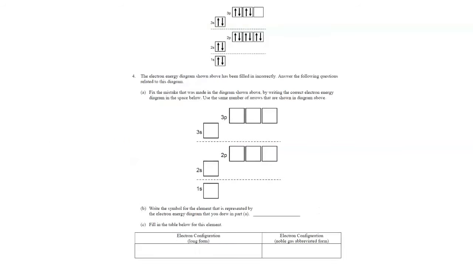Now let's take a look at question 4. In question 4, it says the electron energy diagram shown above has been filled in incorrectly. Answer the following questions related to this diagram. Part A. Fix the mistake that was made in the diagram shown above by writing the correct electron energy diagram in the space below. Use the same number of arrows that are shown in the diagram above.